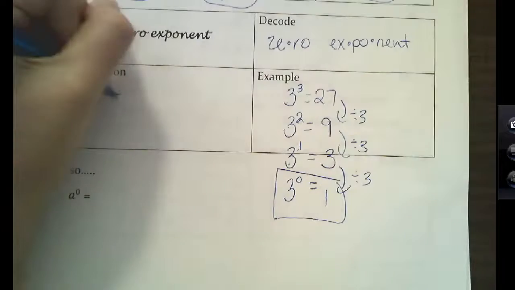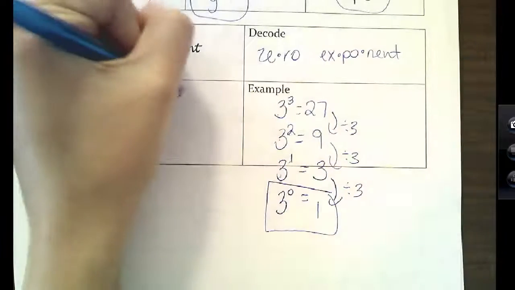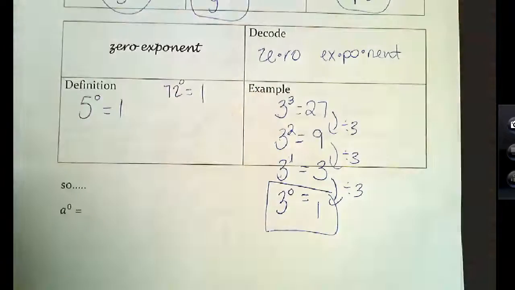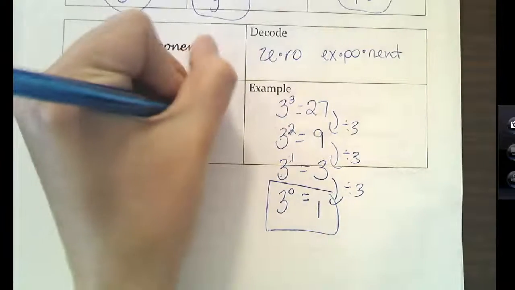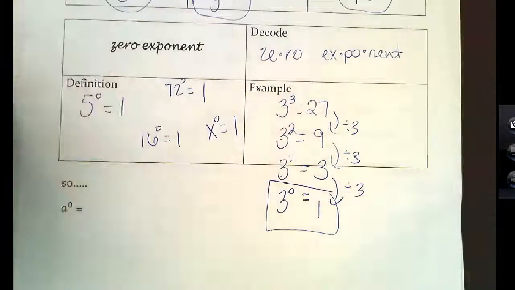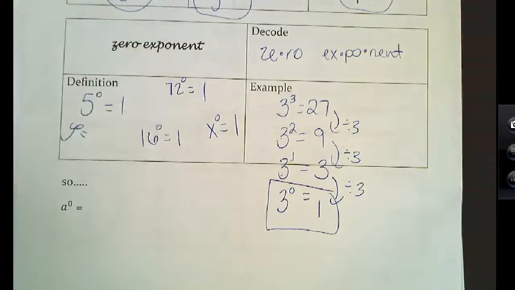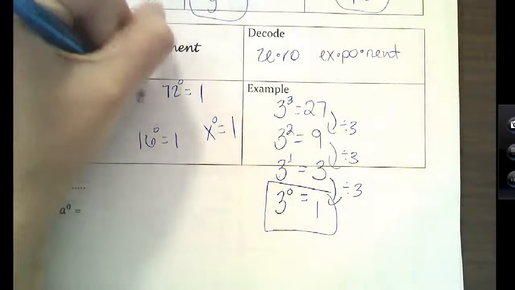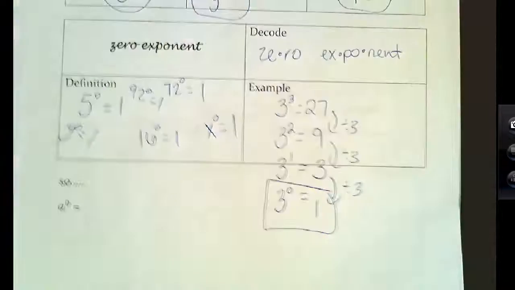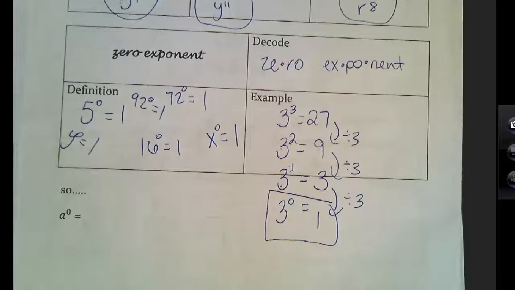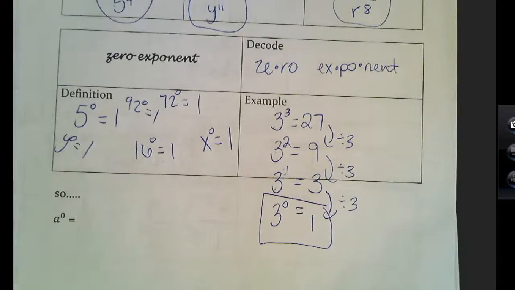1. Guess what 72 to the power of 0 is? 1. Guess what 16 to the power of 0 is? Guess what x to the power of 0 is? 1. Guess what y to the power of 0 is? 1. Guess what 92 to the power of 0 is? Are you guys getting the pattern? Anytime you have 0, it's 1. Very good. Anytime your exponent is 0, it's always 1.